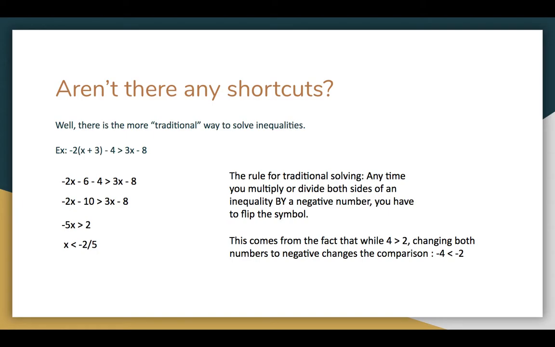So you could solve in a traditional sense, keeping the symbol, so long as you remember this little rule at the end. You have to remember if you multiply or divide both sides by the negative, you've got to flip your symbol.